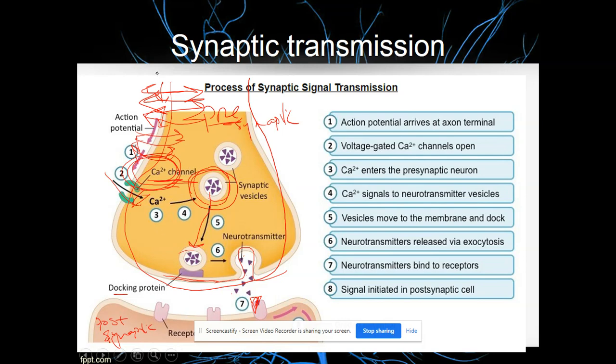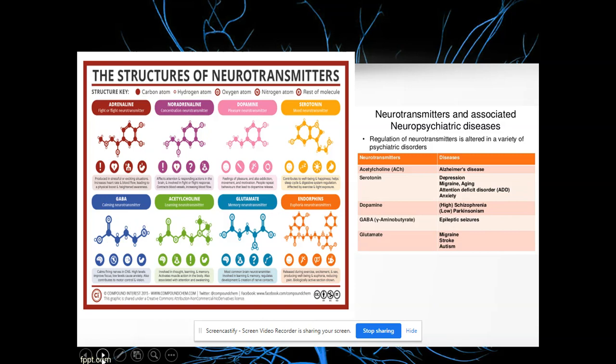So again, we have impulse coming along the axon. It's going to hit this new channel, the calcium channel. Calcium is going to come into the presynaptic cell right there at the axon terminal, is going to stimulate the vesicles that are full of neurotransmitters to dock with or bind to the cell membrane. Exocytosis occurs, allowing the neurotransmitters to be released. They diffuse across the synapse. The synapse, again, is this space between the two nerve cells. The neurotransmitters bind to the receptors, and things happen.